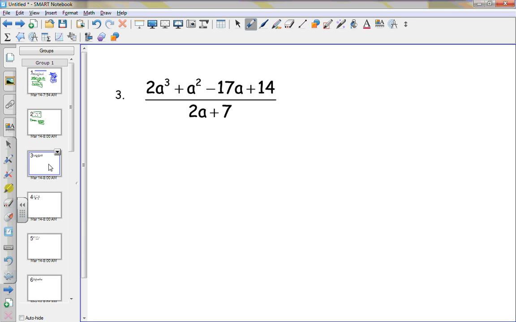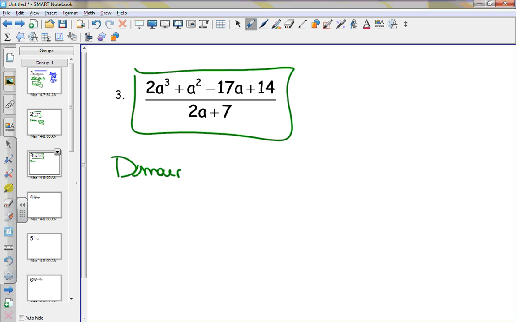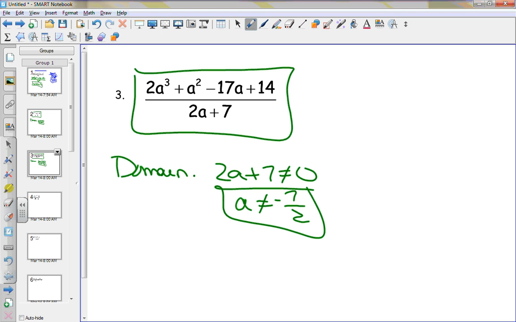Number 3, can I factor this? There's no GCF because there's nothing in common between all 4 terms. And I can't put that into two binomials because there's nothing in common. So this thing is done. So my domain: 2a plus 7 cannot be 0, so a cannot be negative 7 over 2.